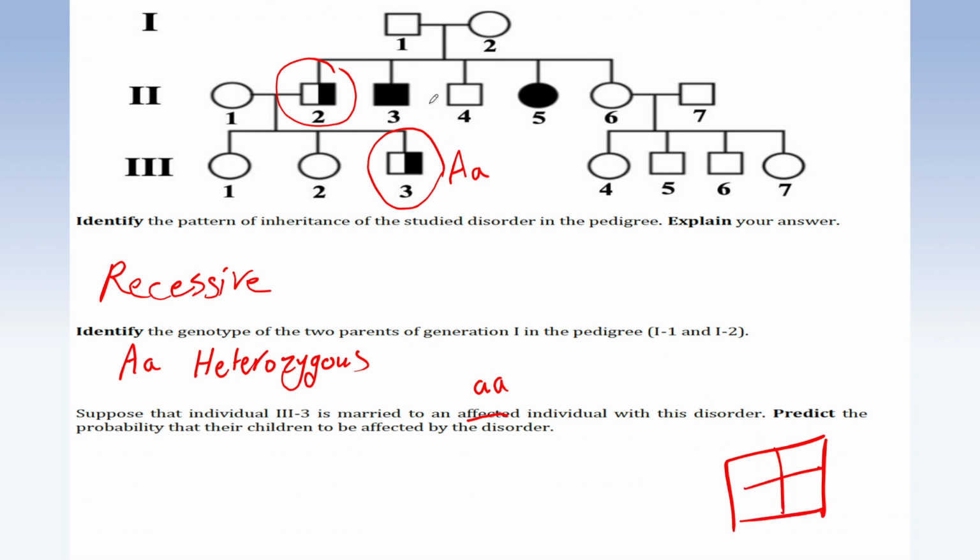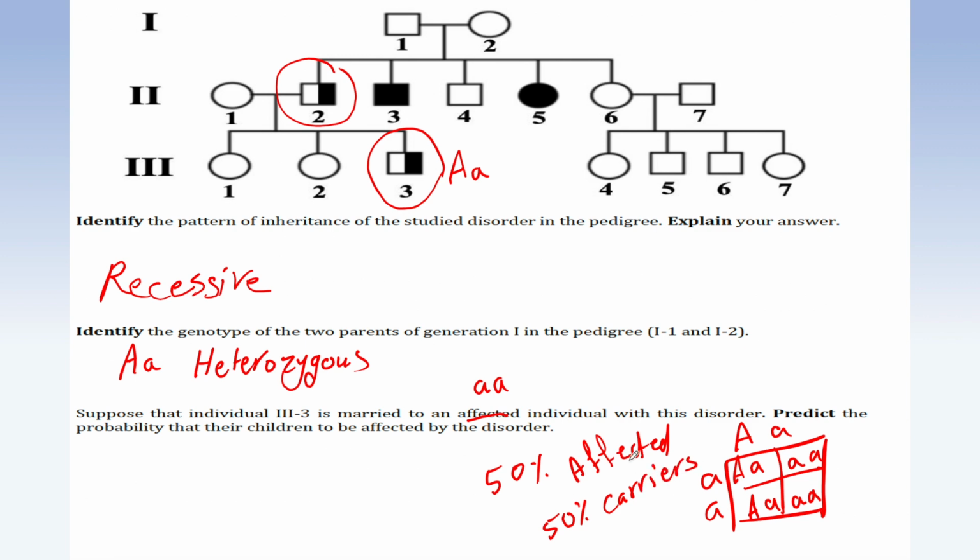Okay, so the first parent, number 3, capital A small a. The second one, small a small a. So let's do it in a simple way as I'm doing it right now. What we can see, we have 2 carriers and 2 affected. So according to the question, I have 50% affected and 50% carriers. So the answer is 50%.